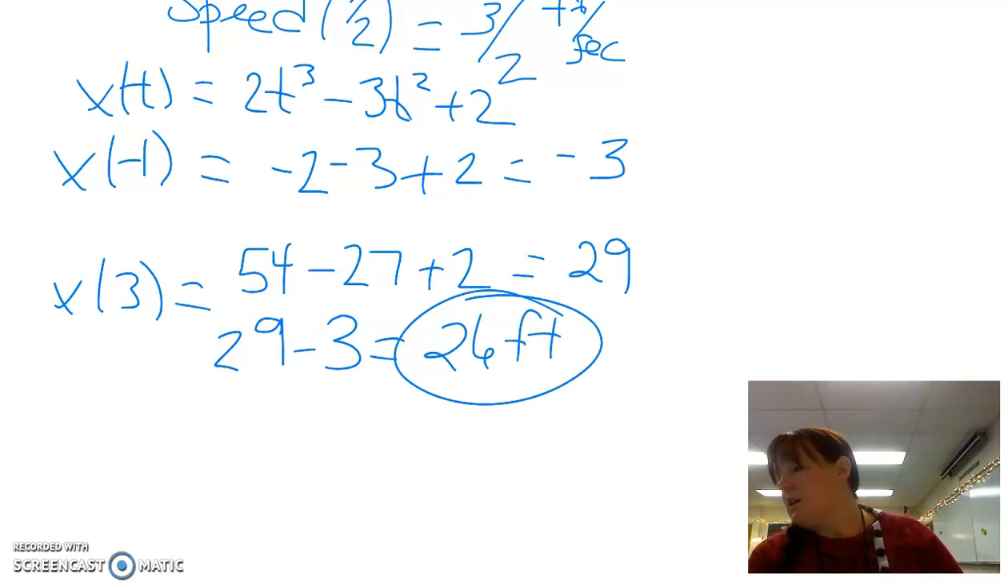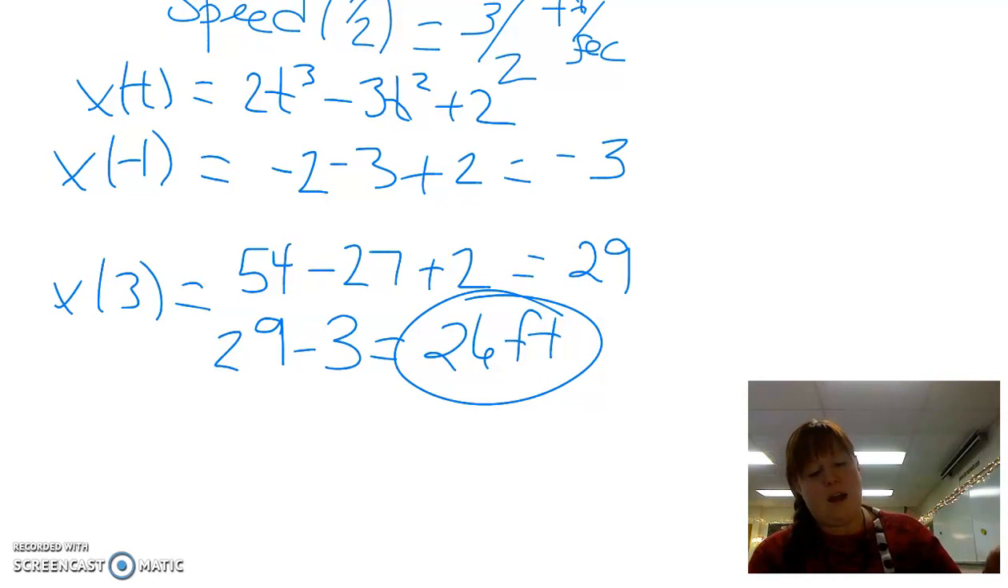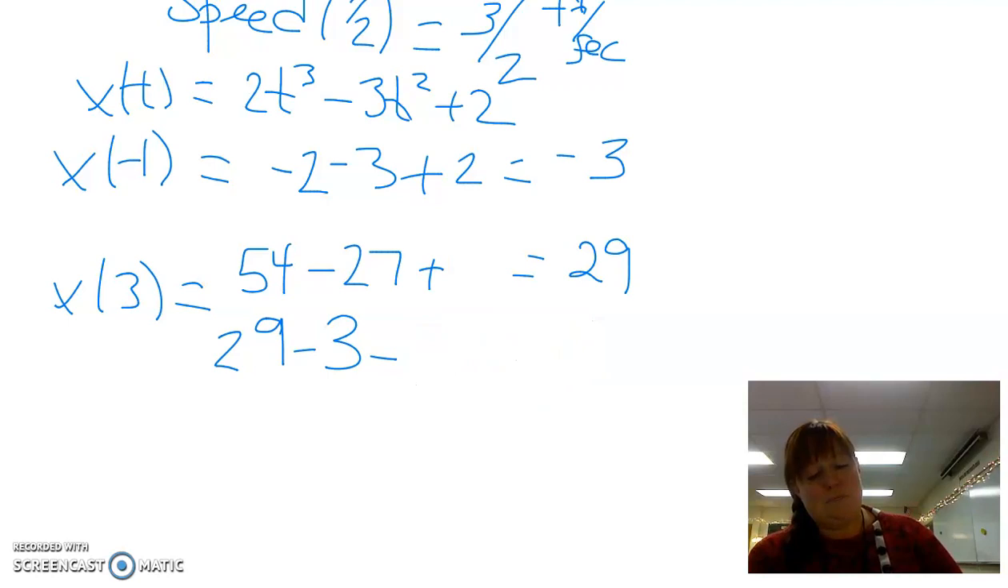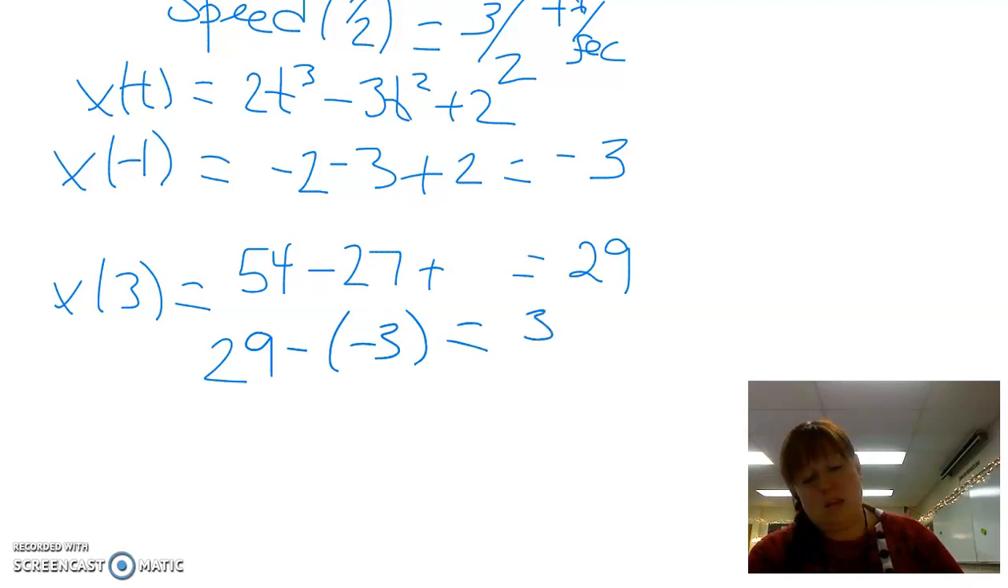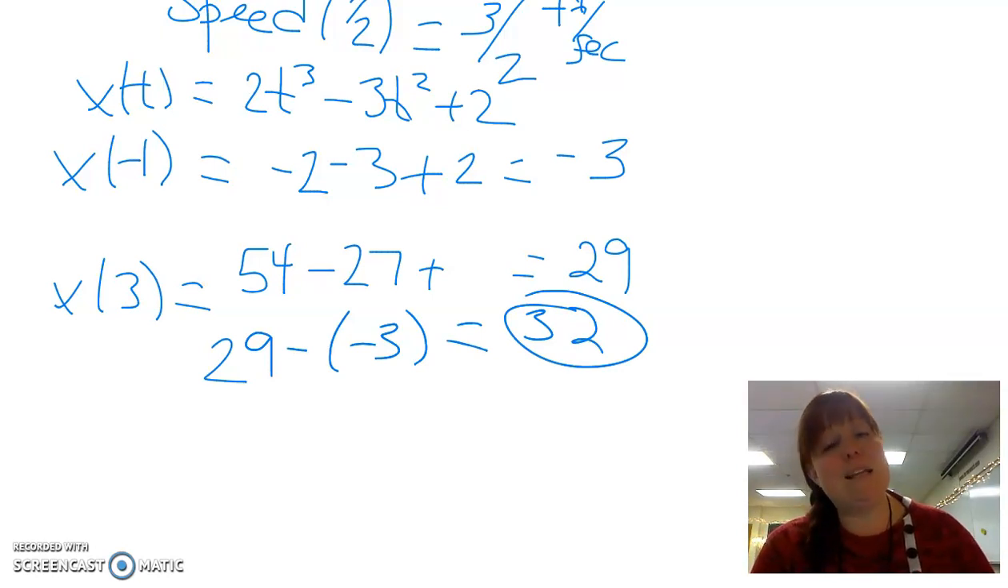That's not right. So what did I do wrong? Oh, I know. The -3. Of course, you take the final minus the initial, I even said this, okay? So this is 29 plus 3. And the way you can think about that is you think about a number line. How far away is 29 from -3 on the number line? It is not 26. It's 32 away from each other on a number line. So you have to make sure you pay attention to that.